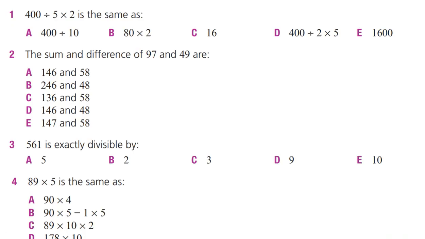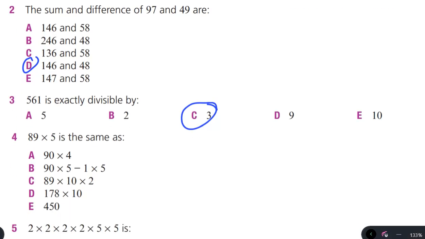400 divided by 5 times 2. Well, 400 divided by 5 is 80. 80 times 2. That's what we're doing there. Sum and difference of these. This one's fairly easy. The sum is going to be that one and that. 561 is divisible by 5 plus 6 is 11 plus 1 is 12. 12 is divisible by 3, so is that number.